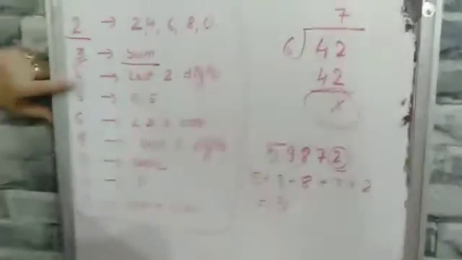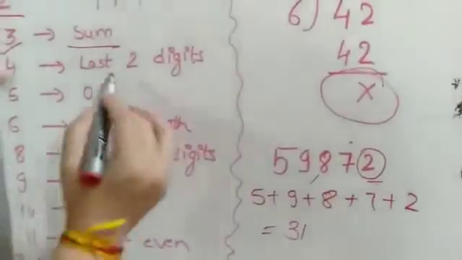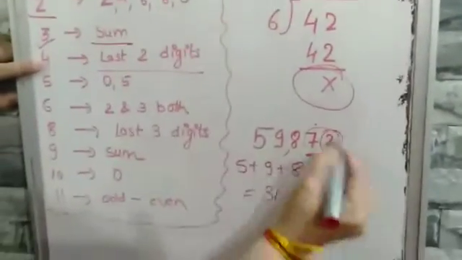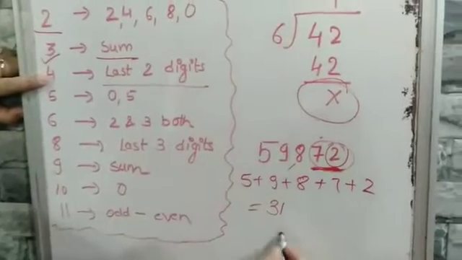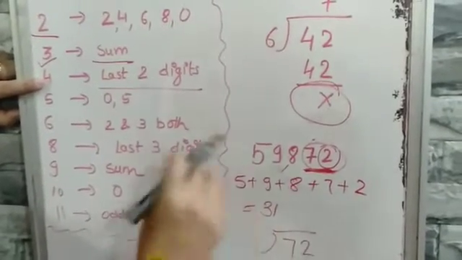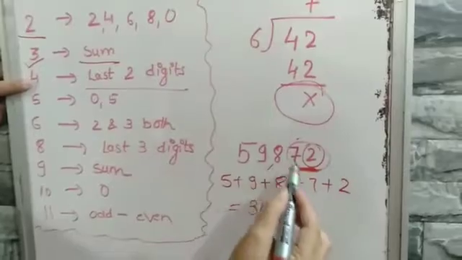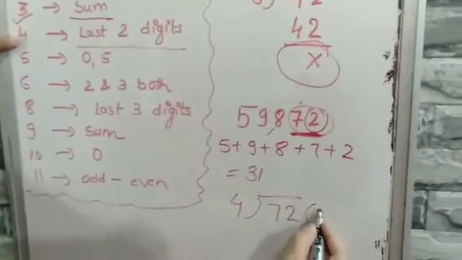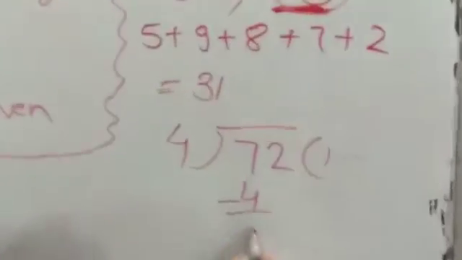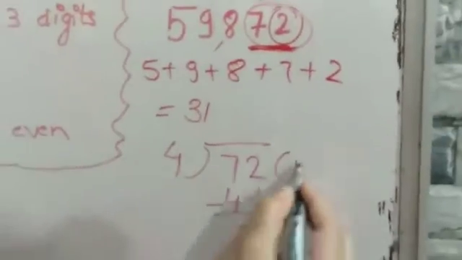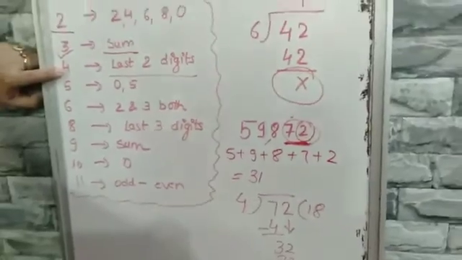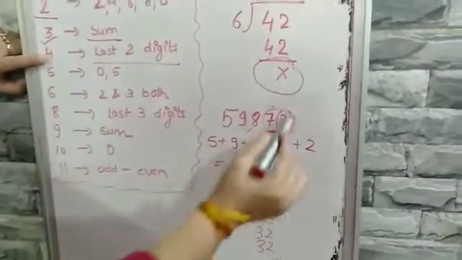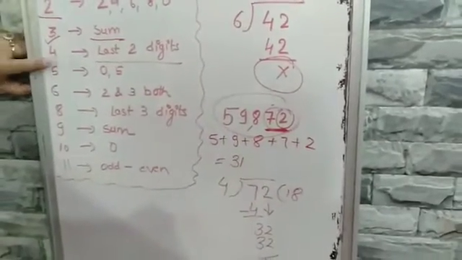Next is 4. For checking the divisibility of 4, what you have to do? You have to examine the last 2 digits. Please have a look. 72. Instead of dividing the entire number, you divide only the last 2 digits by 4. 4 ones are 4. After subtracting, 3, 32. 8 fours are 32. If 72 is divisible, that means the last 2 digits are divisible by 4. That means the entire number will also be divisible by 4.